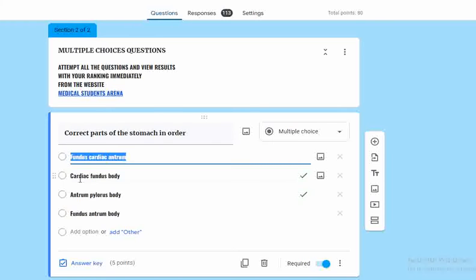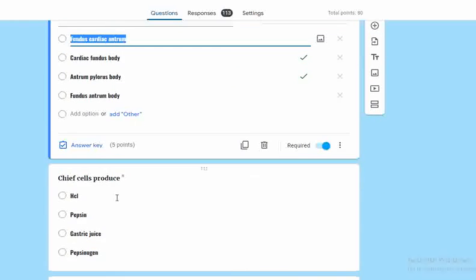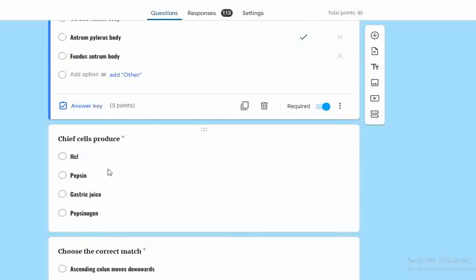Then fundus, the middle of the stomach. Then the antrum. Fundus and the body are the same, so we can call it fundus or body: fundus, then body. Immediately after the body is when you go to the antrum. So the order is supposed to be either cardiac, fundus, body, or, when you start from the lower end, antrum, pylorus, then body. Now the rest were wrong.